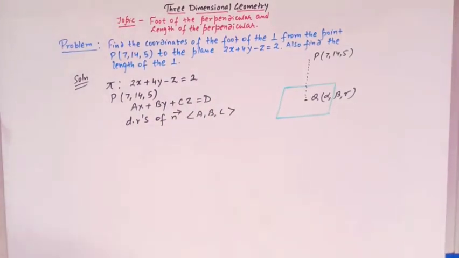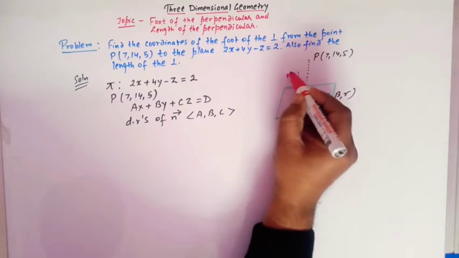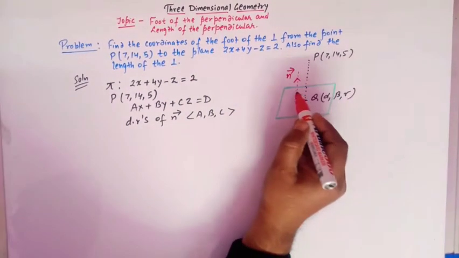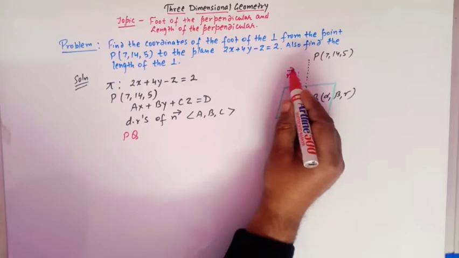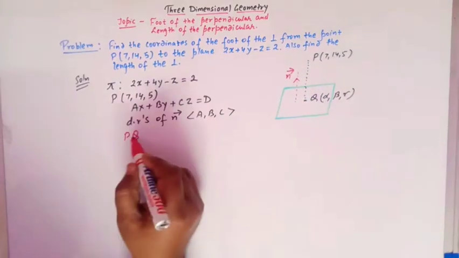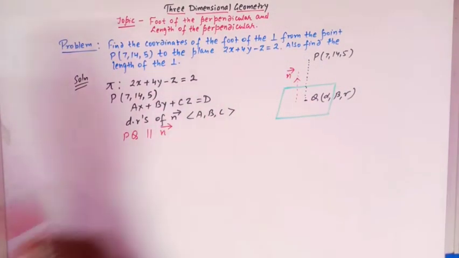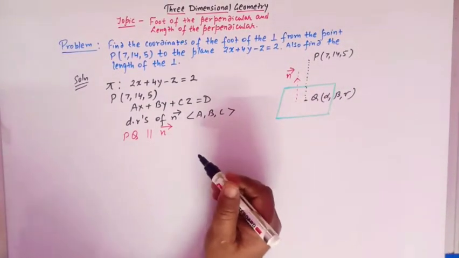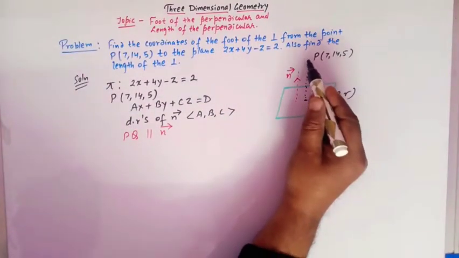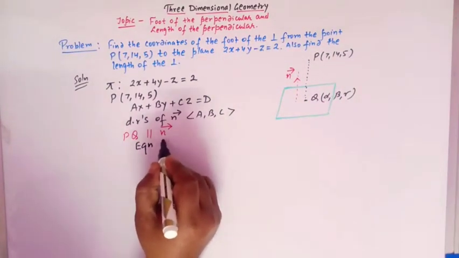So let us take the normal like this. So this is the normal to the plane. And here we see that this is the perpendicular PQ, and vector n is the normal to the plane. So this PQ is parallel to the vector n. And we know that if we have two parallel vectors, then the direction ratios are proportional. Now we will write the equation of this line PQ.